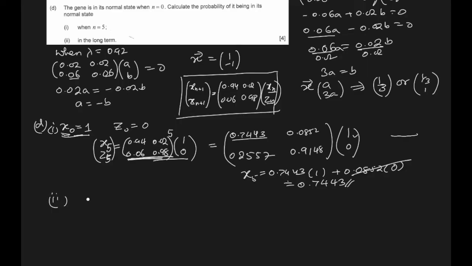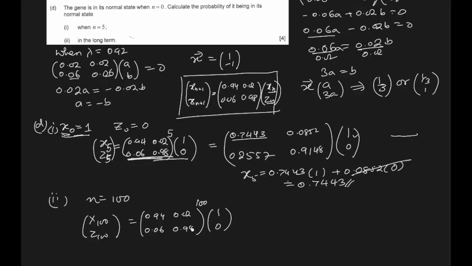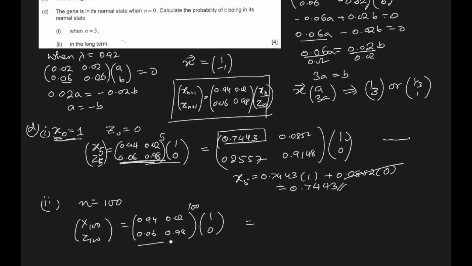Long term, let's say n is equal to a very high number, say 100. Okay, so we'll do what? X 100, Z 100. Even if I put 1 million, it will be the same answer. So it will be 0.94, 0.06. Our initial stage is fixed, 1 and 0 at n equal to 0, and we will give power 100 to this one so that it becomes long term. When I use my calculator with this, I got 0.2502.